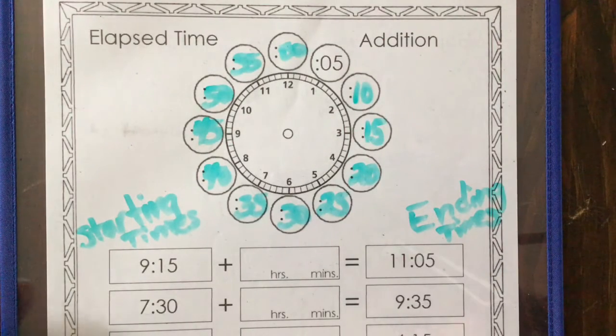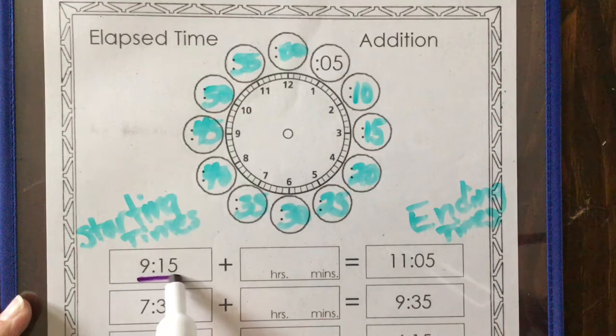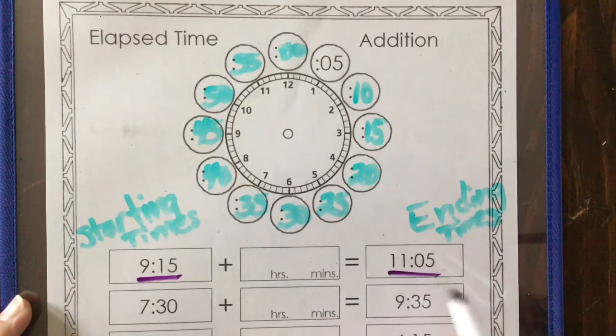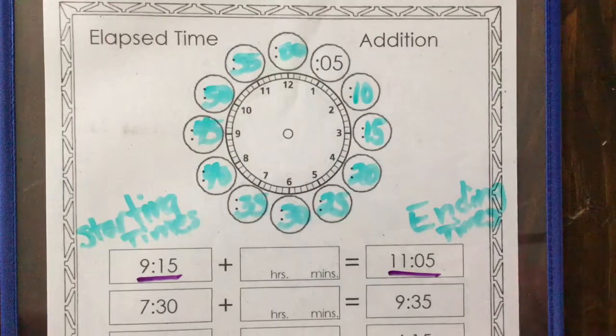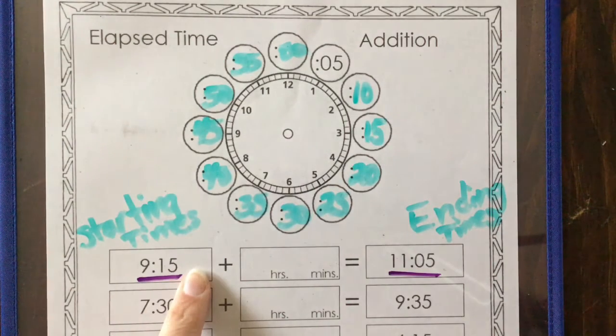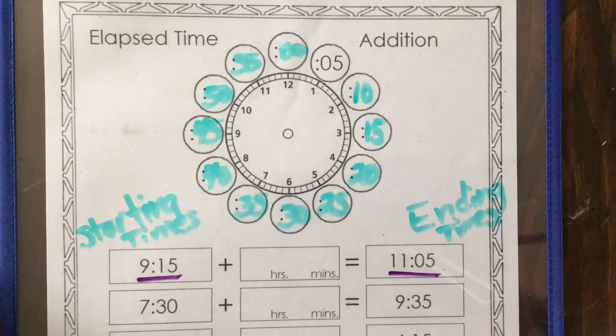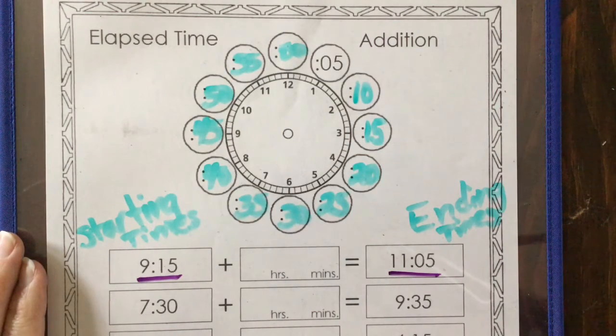Okay, so we're going to look at the first problem. We have our starting time at 9:15 and our ending time at 11:05. So I know I'm going to have more than just minutes for my elapsed time, okay? Because from 9 to 11, well, we have the whole 10 o'clock hour in between there. And we started a quarter of the way into the 9 o'clock hour, and then we go even past 11 o'clock. So we're going to have some hours and minutes. So this is the easiest way, I think, to solve these types of problems, especially using a page like this.